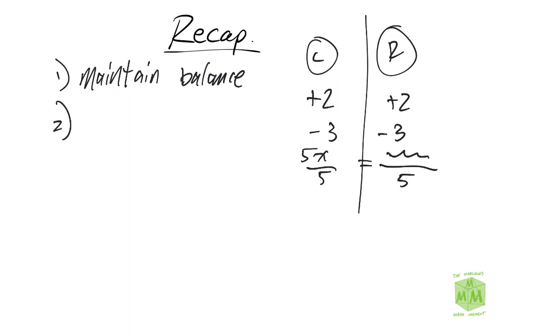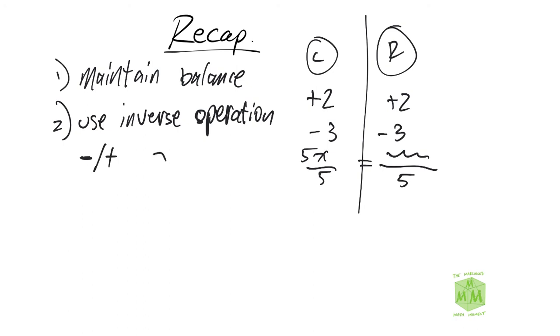Number 2, we use the inverse operation. This should be review from previous lessons. So inverse of subtraction is addition. Inverse of multiplication, I don't like to use the x because it's confusing. All our variables are x. Inverse of multiplication is division, okay?